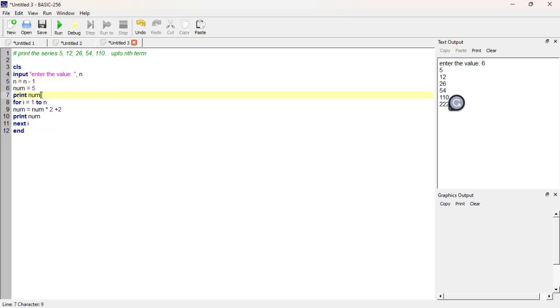I used this statement and this statement to print correctly. So here you see a correct sequence: 5, then 12, then 26, then 54, then 110. Alright?